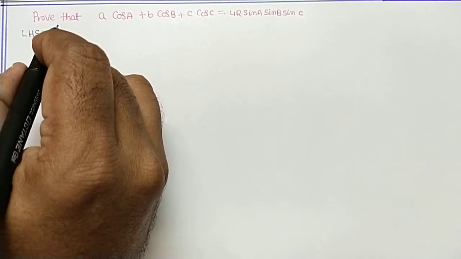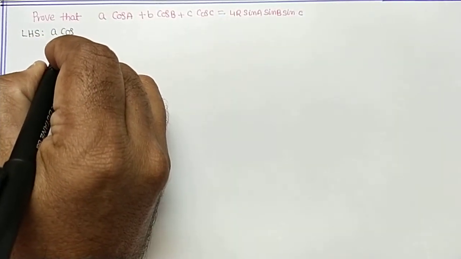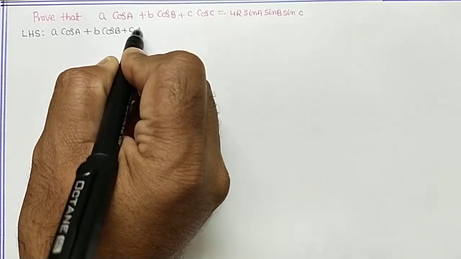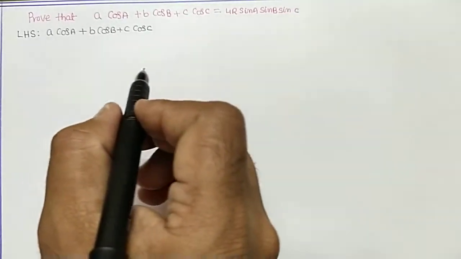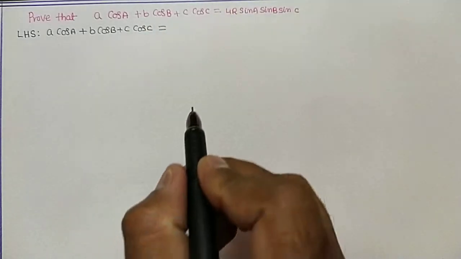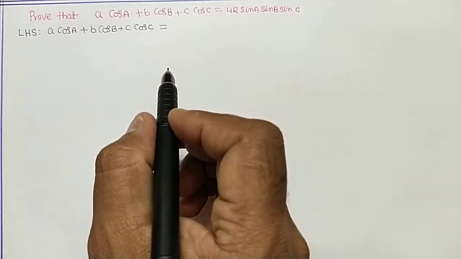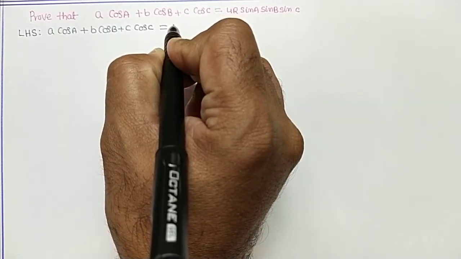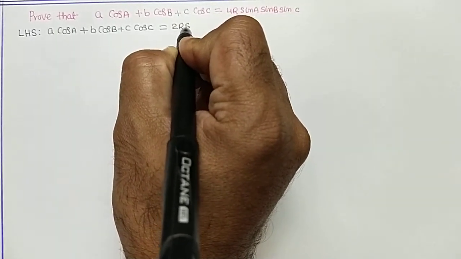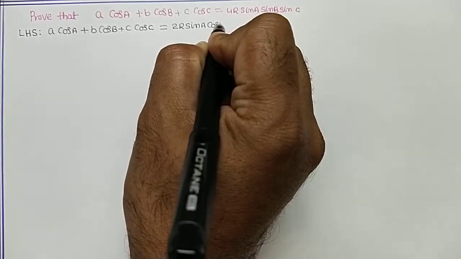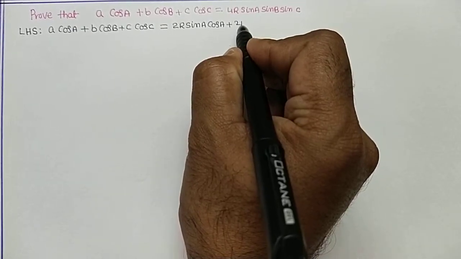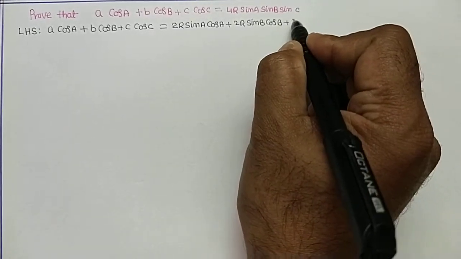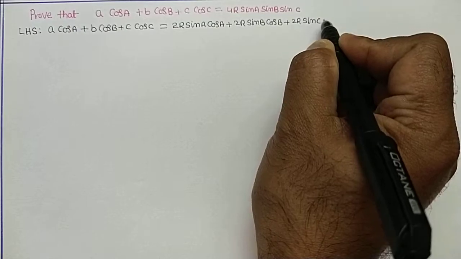Now a cos A plus b cos B plus c cos C, which is equal to, from the sine rule, we have a equal to 2R sin A, b equal to 2R sin B, c equal to 2R sin C. So 2R sin A into cos A plus 2R sin B into cos B plus 2R sin C into cos C.